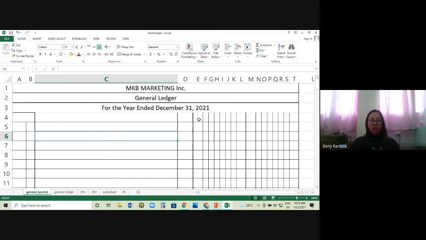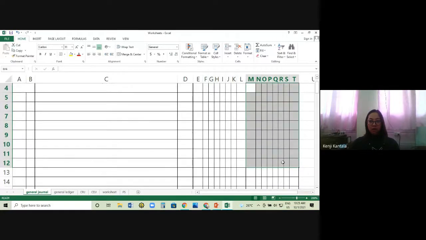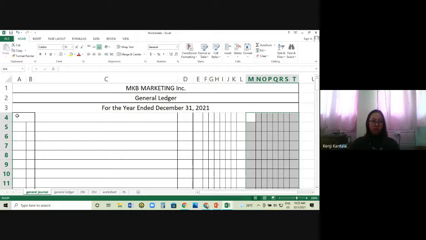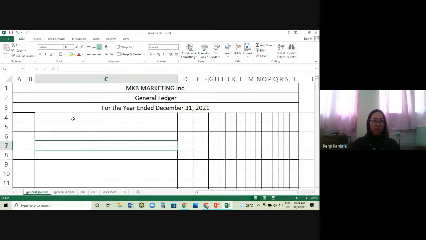So we have here your money column for your debits. And we have here your money column for your credits. So ito naman is for the date. And then this one is for your particulars. So what do we mean by particulars? So these are your cash, yung mga account titles natin. So we have cash, accounts receivable, accounts payable, lahat ng mga elements na nabanggit ko kanina. So for the date, dito yung month, and then dito yung day.